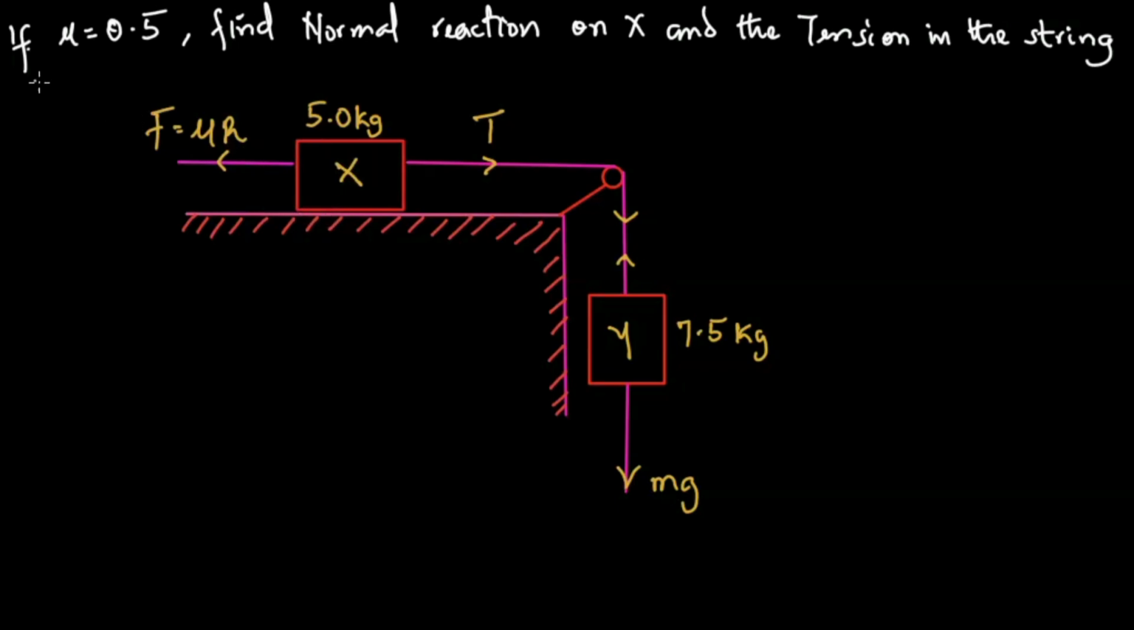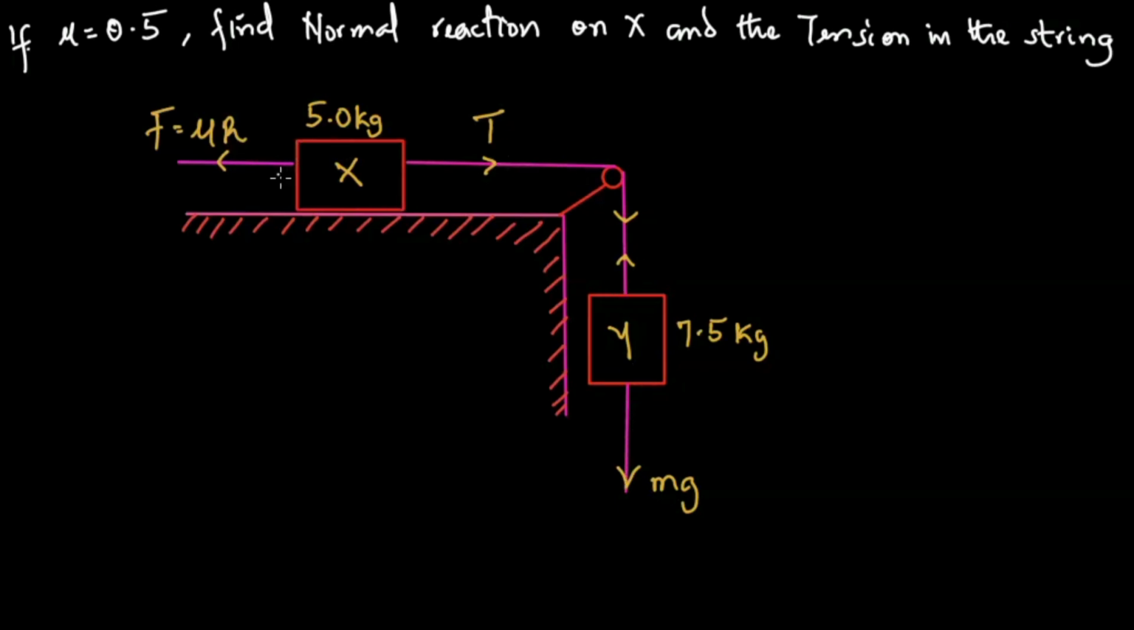Now, the question says, if mu, the coefficient of friction, is given as 0.5, find the normal reaction on X, which is this box right here, and the tension in the string.